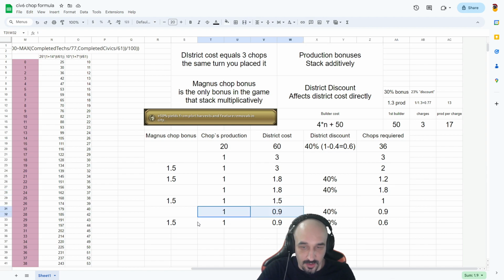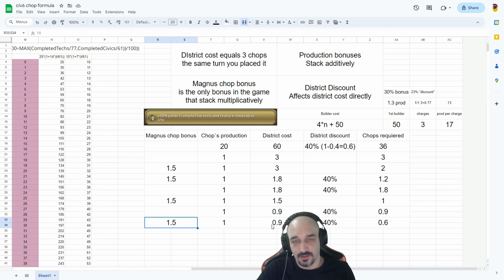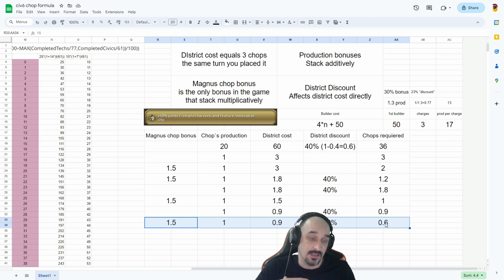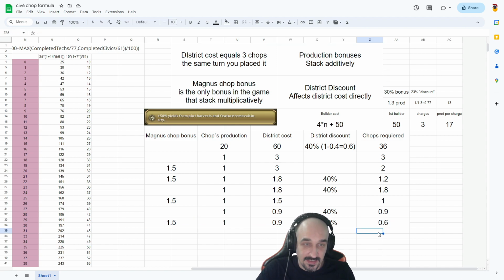There's also another option when you have Magnus with a unique discounted district, so it's 0.6 chop. I don't think you will ever do this. The only exception, I guess, is Germany with unique Hansa, which you'll chop in a Magnus city. Well, that's quite amazing and efficient. The main key here, I repeat, is that production with these chops will be preserved for future usage.